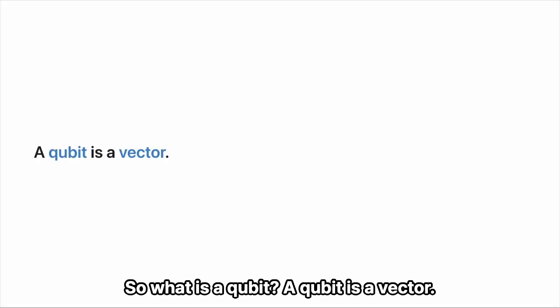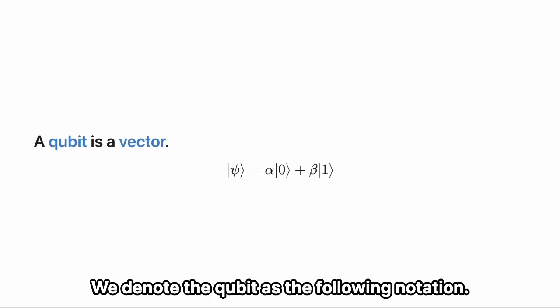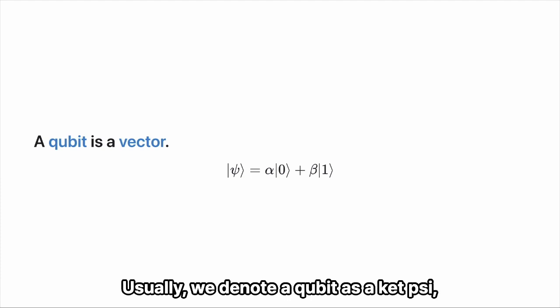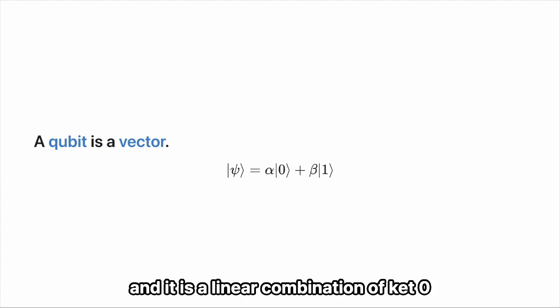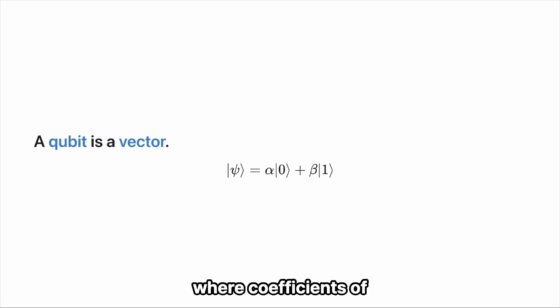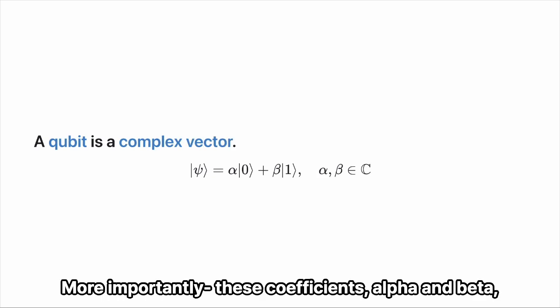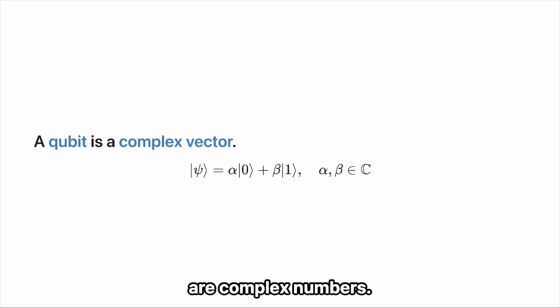A qubit is a vector. We denote the qubit with the following notation. This bar and bracket is called a ket. Usually we denote a qubit as ket psi, and it is a linear combination of ket 0 and ket 1, where the coefficients of ket 0 and ket 1 are denoted as alpha and beta respectively. More importantly, these coefficients alpha and beta are complex numbers.